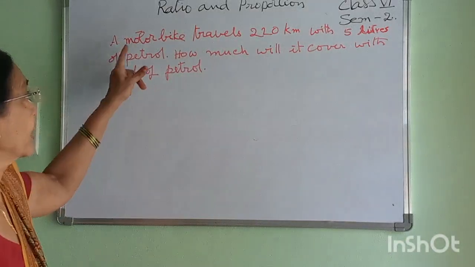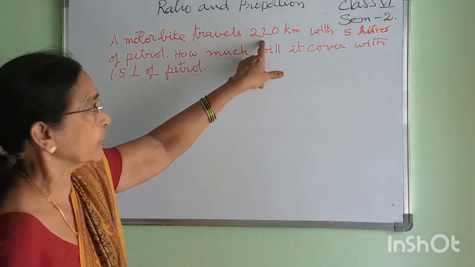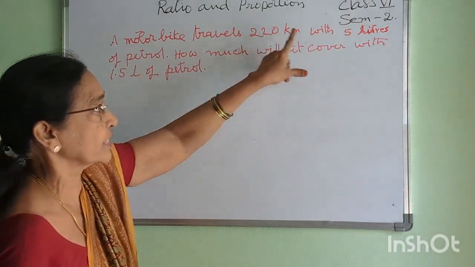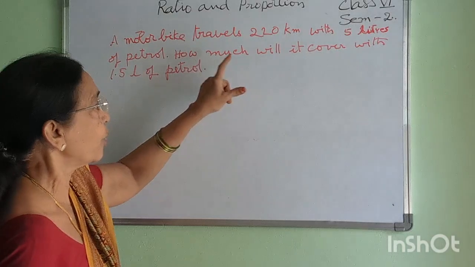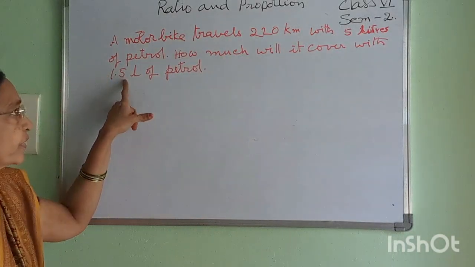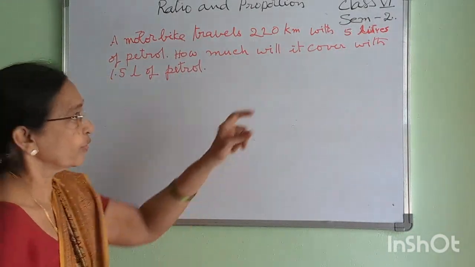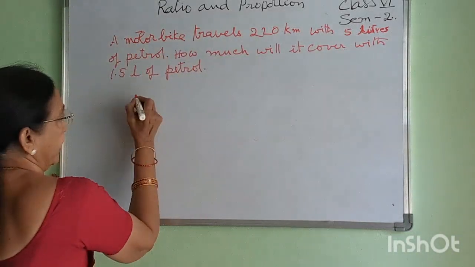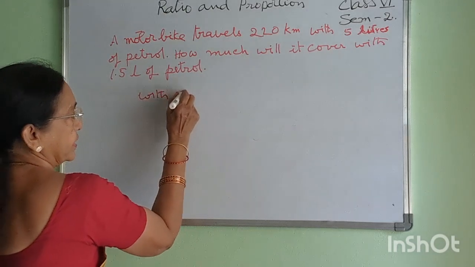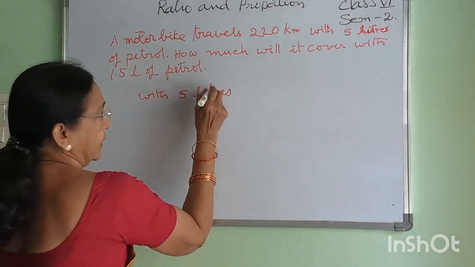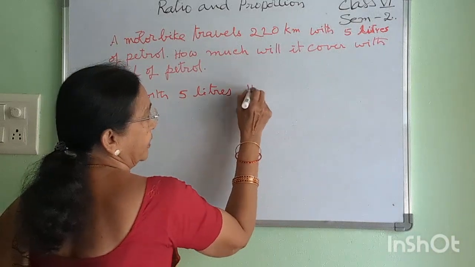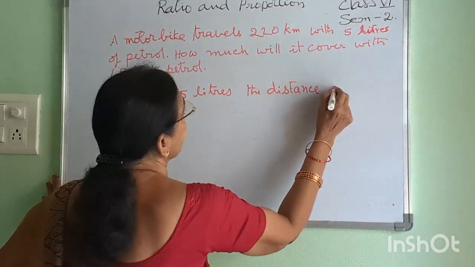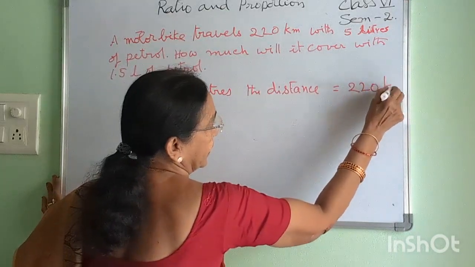So next example, a motorbike travels 220 kilometers with 5 liters of petrol. How much will it cover with 1.5 liters of petrol? So with 5 liters of petrol, the distance covered by the motorbike is equal to 220 kilometers.